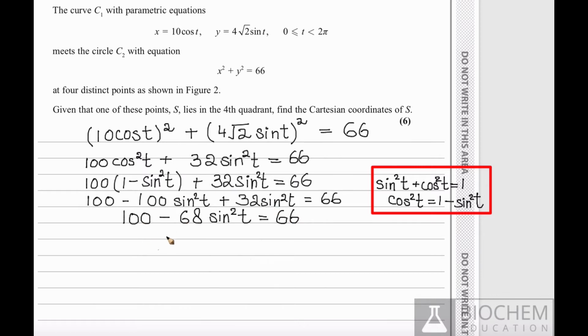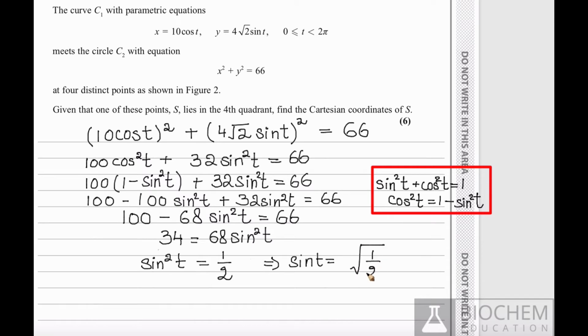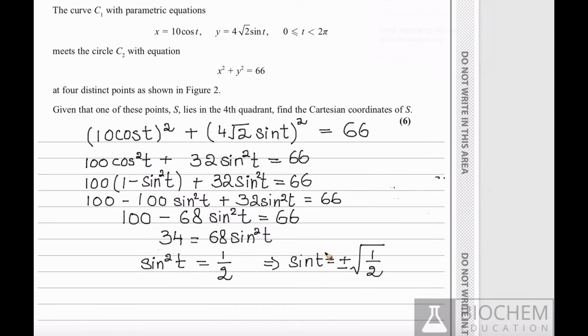Now bring sine squared t to the right hand side and 66 to the left. So it will be 100 minus 66, that would be 34, and negative 68 sine squared t to the right hand side will become 68 sine squared t. Now dividing both sides by 68, sine squared t is equal to 34 divided by 68, which is 1 over 2. Now taking the square root of both sides, we can write this as sine t is equal to plus or minus under root 1 over 2.